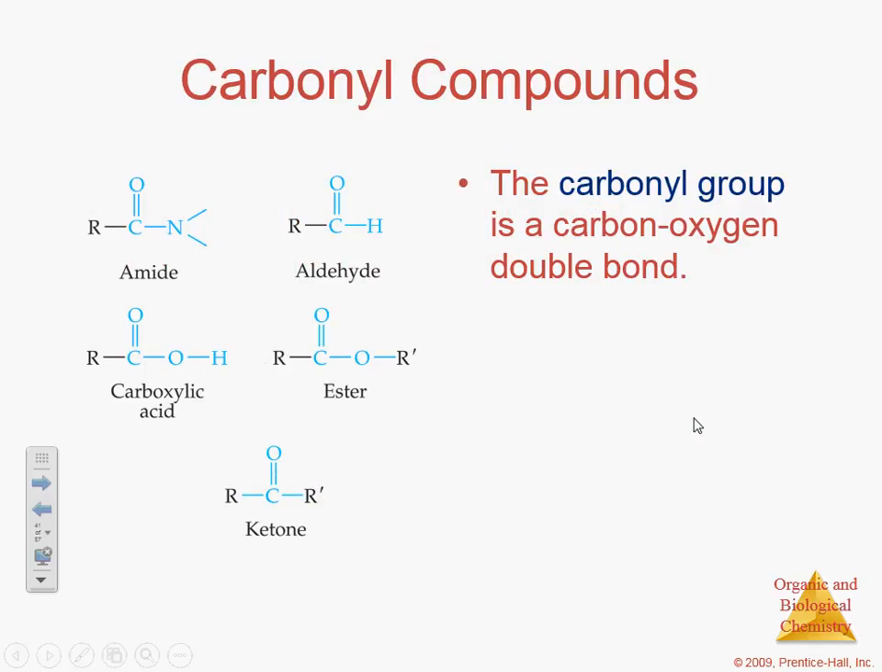Carbonyl compounds. Typically, there are a couple of them. We can have an amide, which is a nitrogen bonded to a carbon. We can have an aldehyde, which is an oxygen double bonded with an H. We can have an ester, which is an oxygen double bonded and then single bonded with an oxygen bonded to something else. Our carboxylic acid, which is COOH, or a ketone, which is a double bond and then something else bonded to it. These R signify our carbon chains. These R prime signify something else that could be bonded to it, such as additional carbon chains.